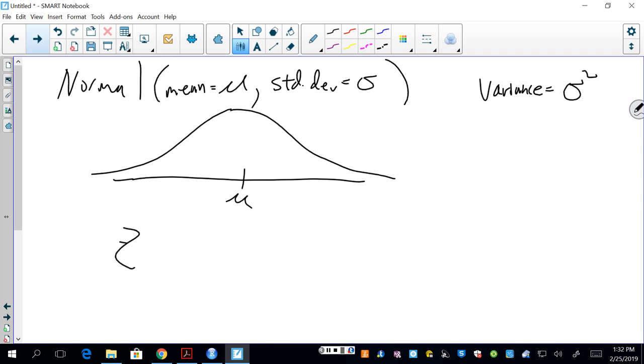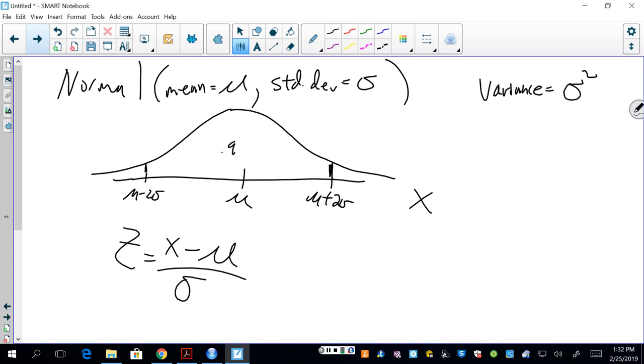So for some value of x, you subtract the mean and divide by the standard deviation. Most of the probability is between mu minus a couple of standard deviations and mu plus a couple of standard deviations. About 95% of the area under this curve, about 95% of the probability, is between those limits. Because of symmetry, the other 5% is split evenly on the two sides. So about 2.5% is below here, and about 2.5% is above this limit.